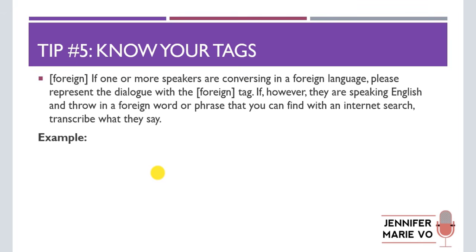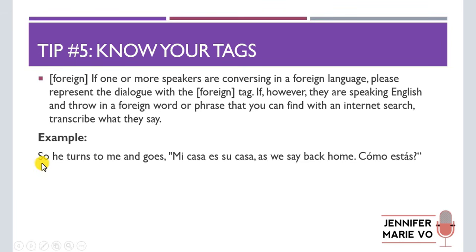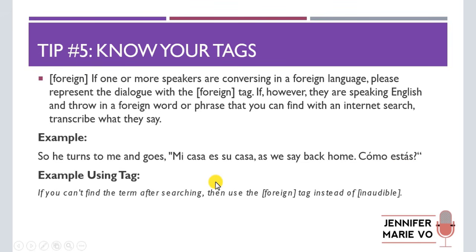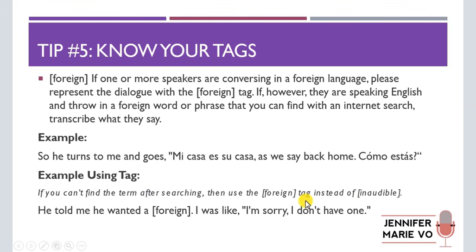But here they want you to, only if it's an easy one and you can find it with an internet search quickly. So for example, so he turns to me and goes, "Mi casa es su casa," as we say back home. "¿Cómo estás?" Because "mi casa es su casa" is easy enough to find. A lot of people say it in English. You can put that in there in Spanish and also use the accents. Now, if you can't find the term after searching, then you can use the foreign tag instead of inaudible. So he told me he wanted a [foreign]. I was like, "I'm sorry, I don't have one." So for example, say he said some food word and you couldn't find it and you didn't know the spelling, you would just put foreign.